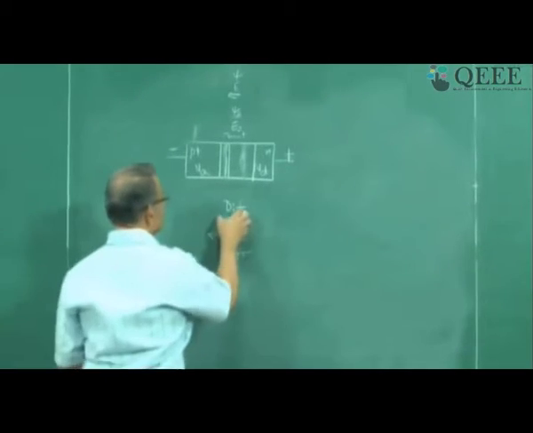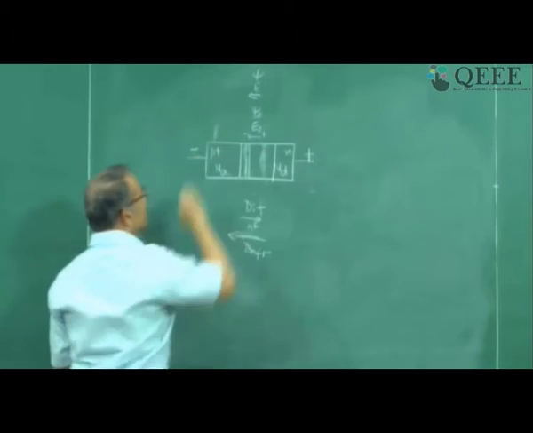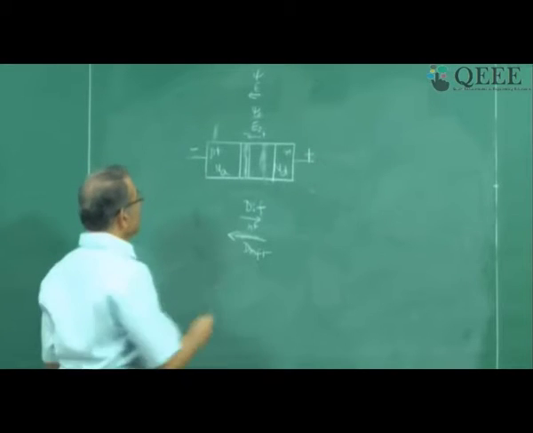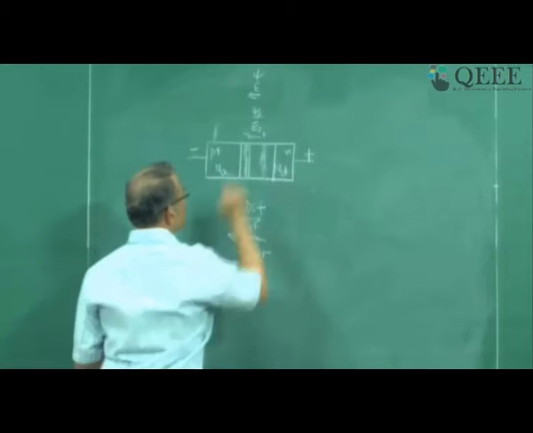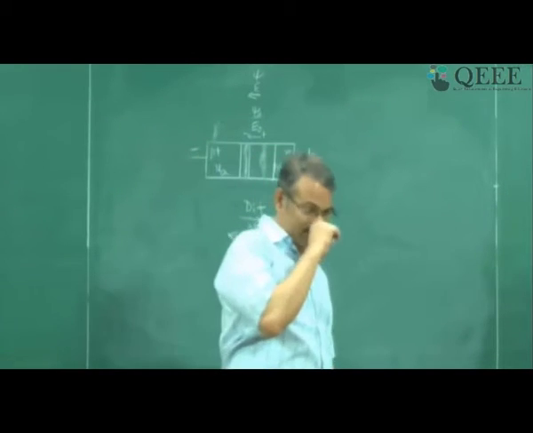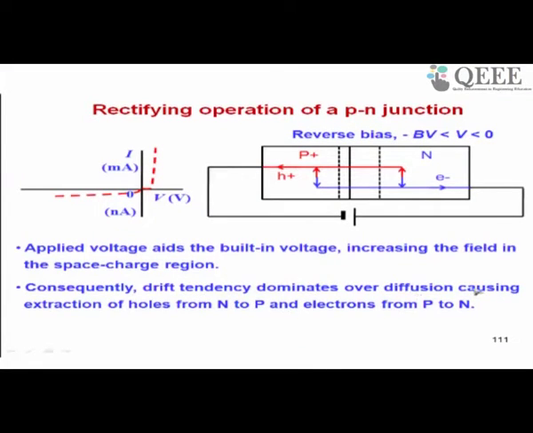Therefore there is a tendency for holes to move from N to P. Holes are moving from N to P, okay, and electrons are similarly moving from P to N. You can argue similarly and show the electrons are moving from P to N. So drift tendency dominates over diffusion, causing extraction of holes from N to P and electrons from P to N. Now how can you get electrons from P to N? That is what is shown here. You see electron is blue, so electron is coming like this and going.